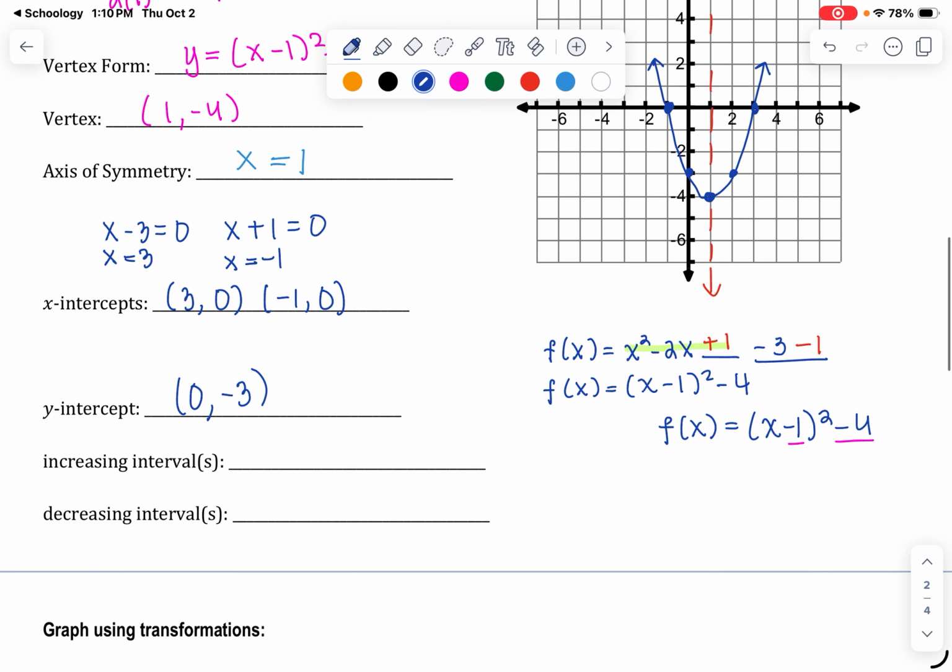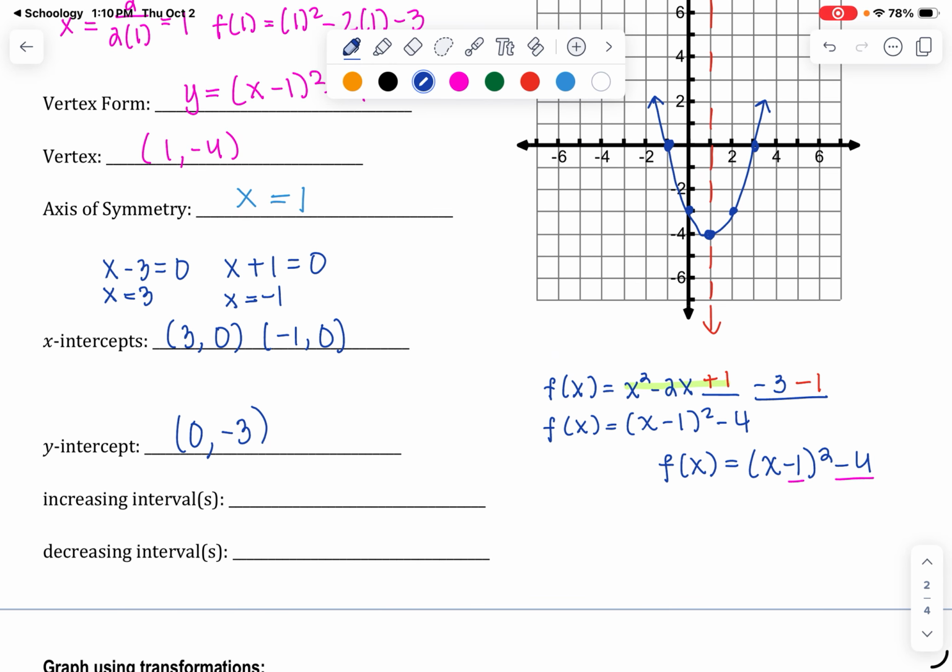We were also asked for our increasing intervals and our decreasing intervals. So remember, increasing is when you look left to right and it's going uphill, which is this. So your increasing interval is from 1 to infinity. And then your decreasing interval is when you look left to right and it's going downhill. So that's negative infinity to 1. Remember, intervals on which it is increasing and decreasing always use parentheses, no brackets.